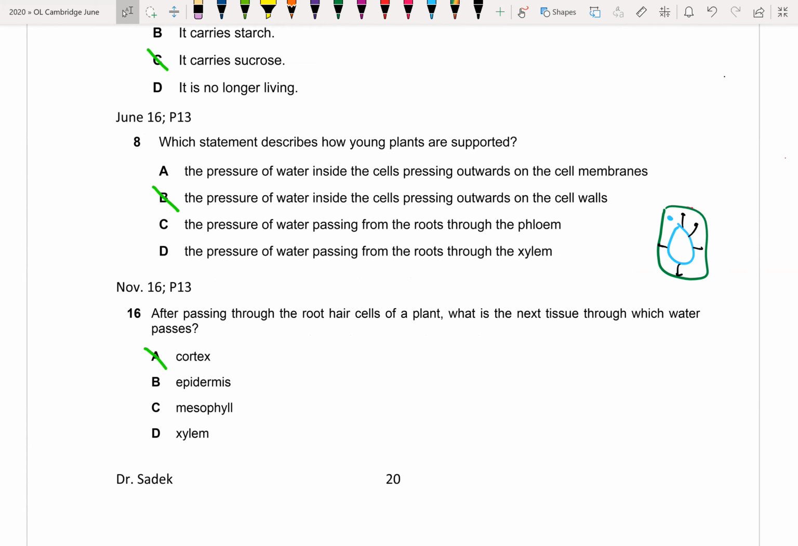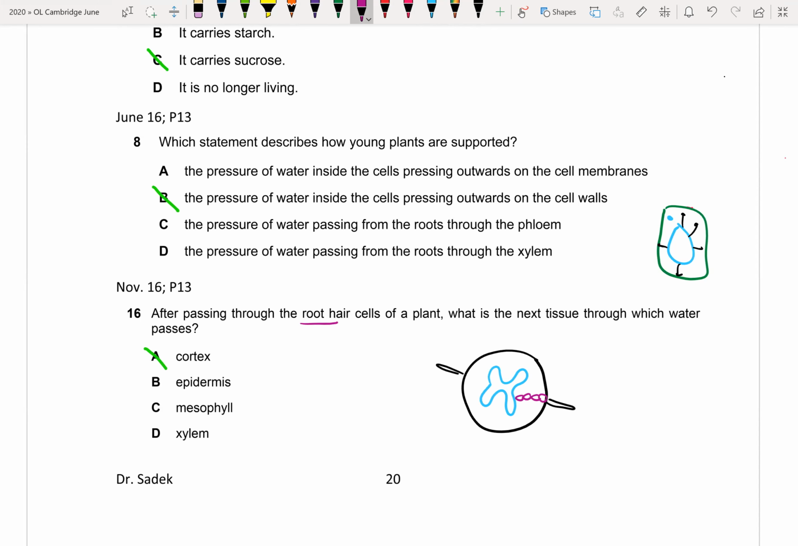Okay. After passing through the root hair cells of a plant, what is the next tissue through which the water passes? It says inside the root, after the water enters from the root hair cells, where is it going to go before it reaches inside the plant? It's going to pass through the cortical cells, right? After the root hair cells it is going to pass through the cortex of the root to reach the xylem.